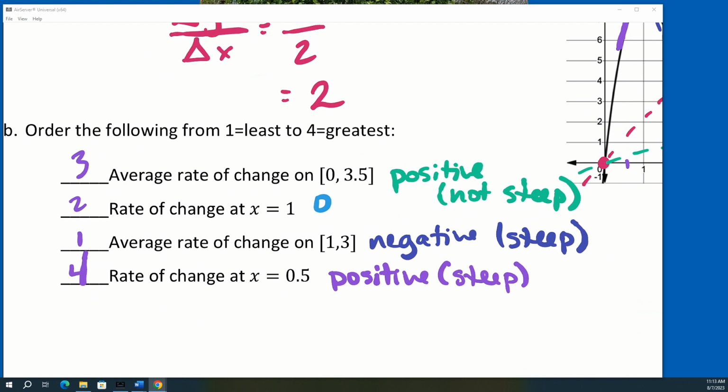All right, so what questions do you guys have about the 2 types of rate of change?